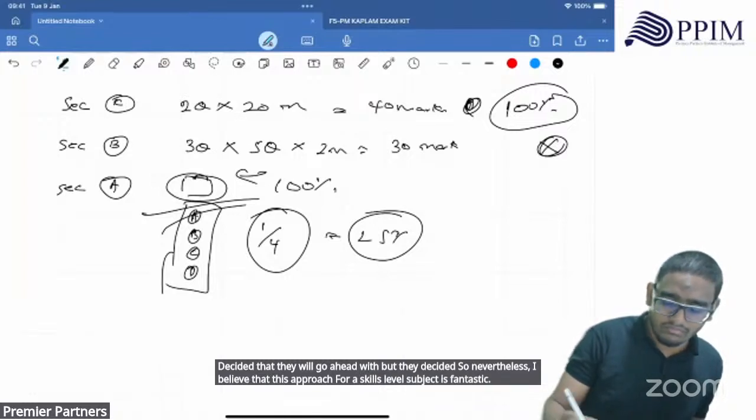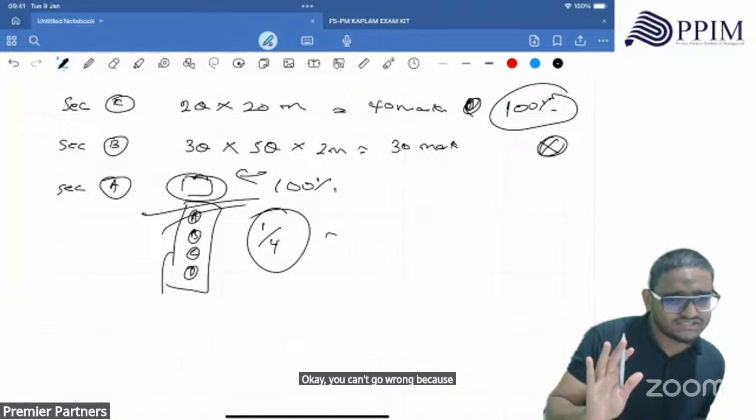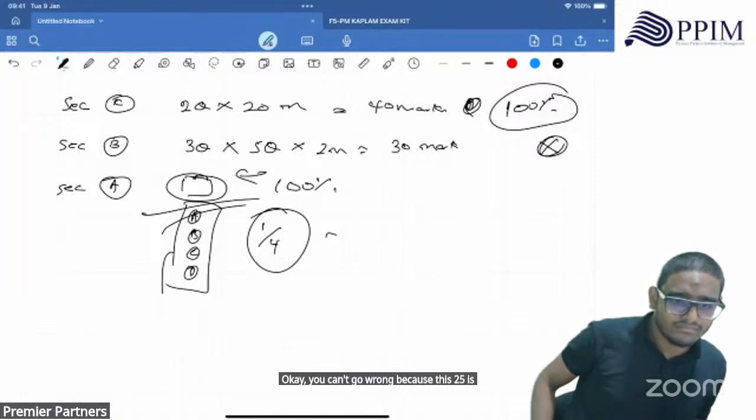You can't go wrong because this 25% is very important. Very important. Luck is on your side. There are 5 questions of that sort. 10 marks in your pocket. Okay, 10 marks.